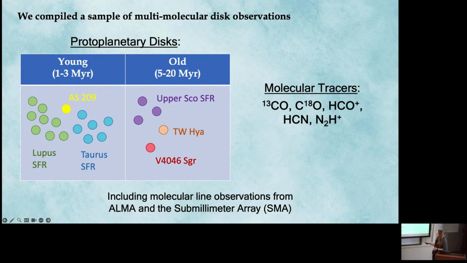We ended up with mostly younger disks in the Taurus and Lupus star-forming regions and one additional source. And then we had a few in this older disk category, older than 5 million years. We had a few from the Upper Sco and then a few other additional sources.